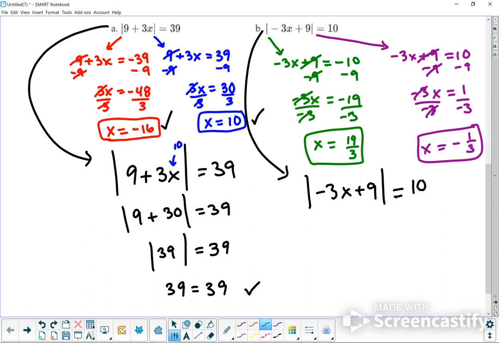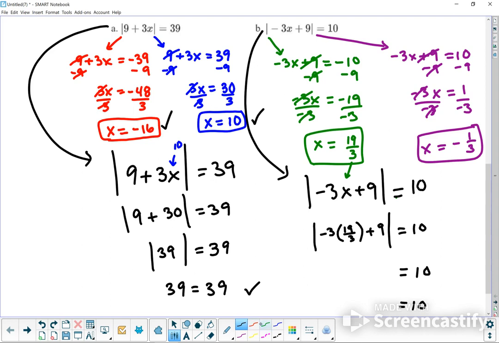So first, I'm going to put 19/3 right in there. So this is going to come out to be the absolute value of negative 3 times 19 over 3, and then plus 9. And hopefully that equals 10. I'm just copying down this right-hand side. Just remember that. Right-hand side, I'm going to keep copying it. The left-hand side is what I keep working on. It depends on which side you're working on, but in this case, I'm working on the left-hand side.